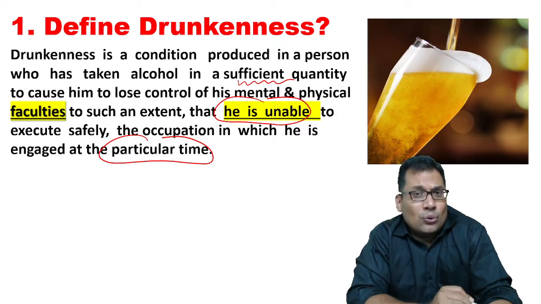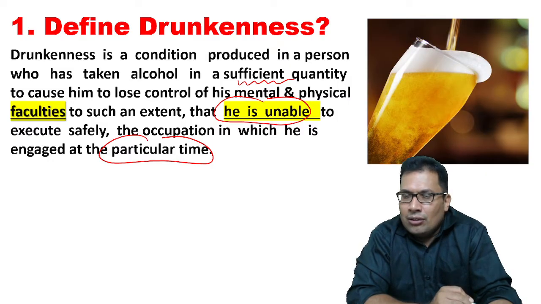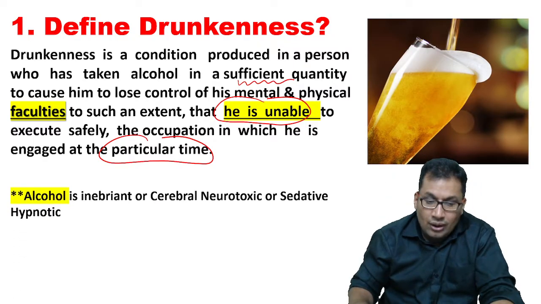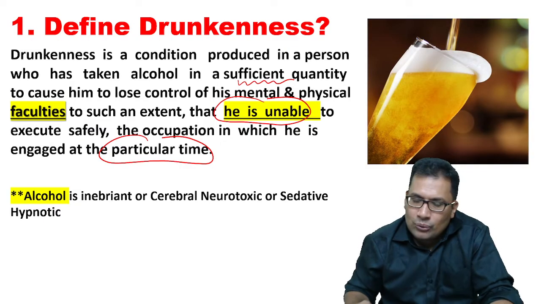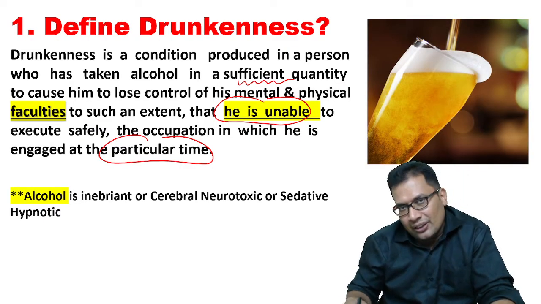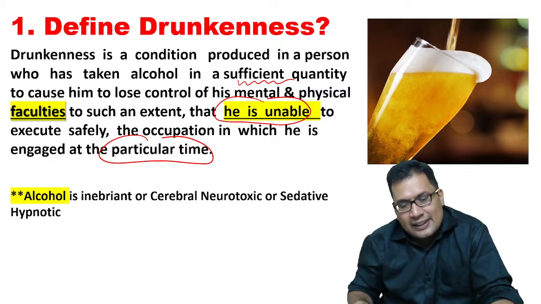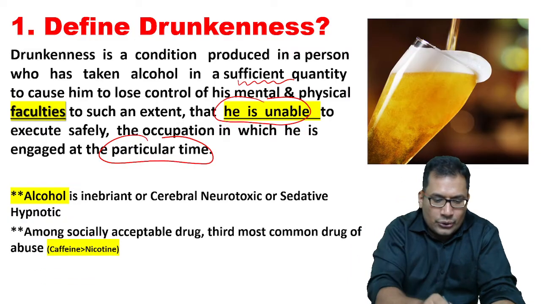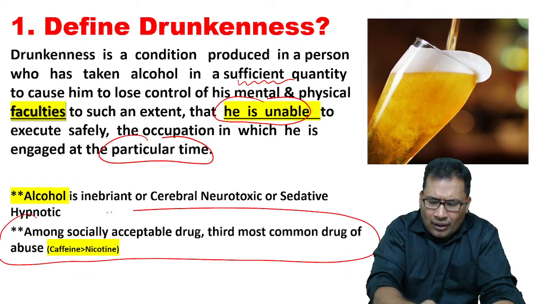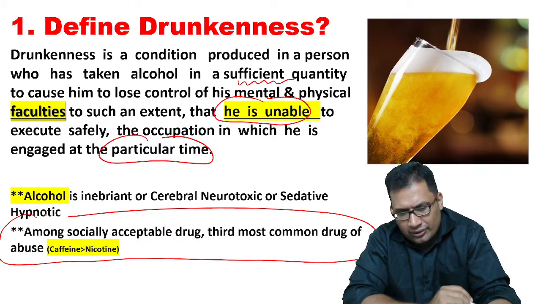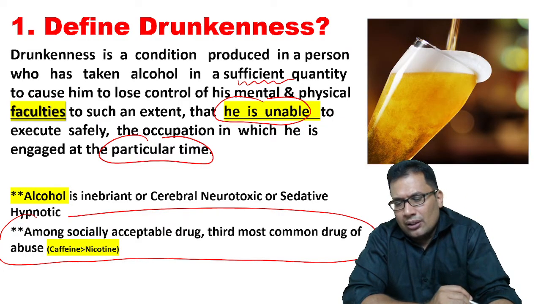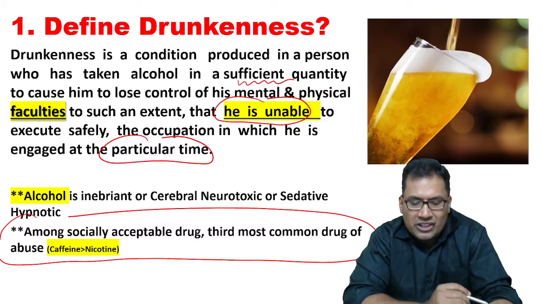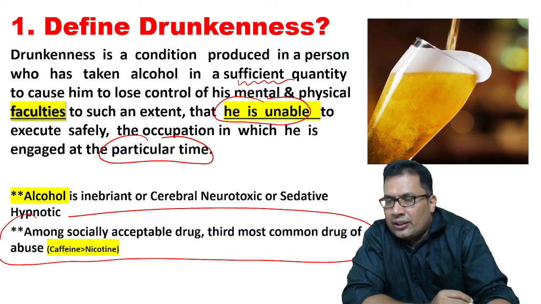The second question can be asked: what is the legal limit of alcohol in India for drink and drive? The answer should be 30 milligrams. One more point: alcohol is a poison. What type of poison? It is a CNS depressant, a cerebral neurotoxic, sedative, hypnotic. It is also known as an inebriant. Among all socially acceptable, legal drugs, the third most common drug of abuse is alcohol. First comes caffeine, second is nicotine, third is alcohol.